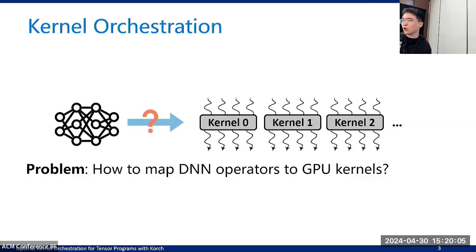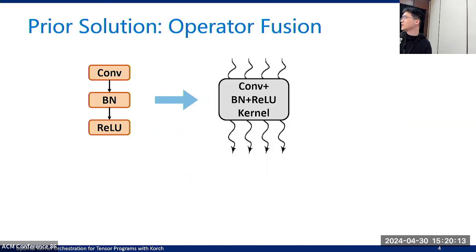So this is our newly identified kernel orchestration problem: how to map the DNN operators to GPU kernels. Previously, kernel orchestration is solved by operator fusion. For example, on this subgraph of conv, bn, and relu, previous operator fusion frameworks will have some predefined rules to fuse those three operators into one big kernel.